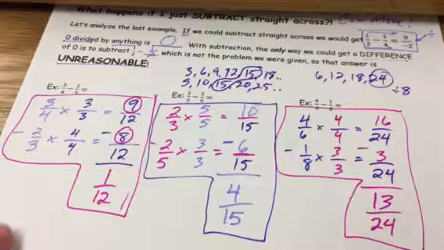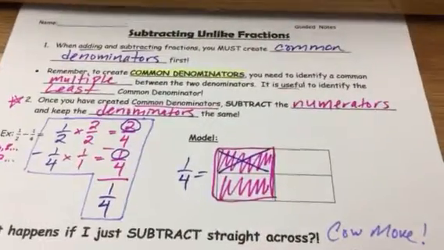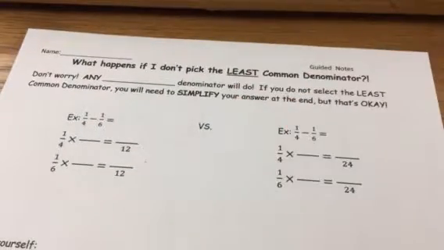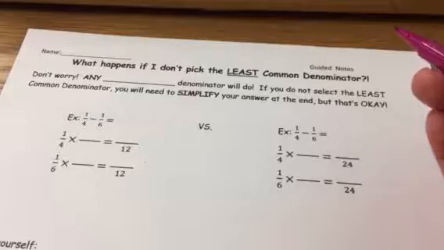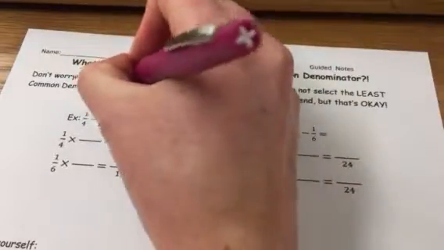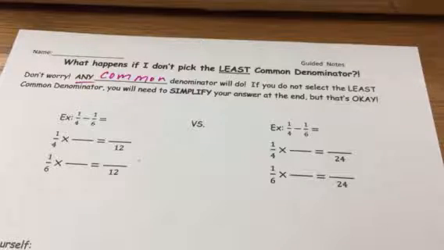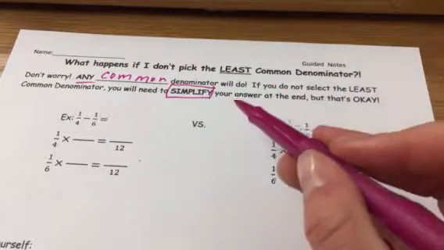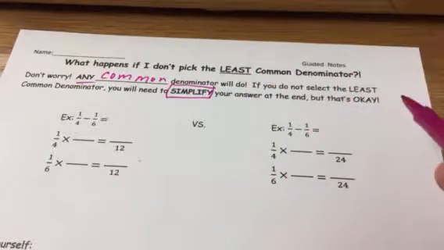Okay, let's take a look at an example where, and let's see what happens if we don't pick the least common denominator. So what if I don't have the least common? Again, just like with addition, have no fear. You're still going to get the right answer because any common denominator in the whole wide world will do. It'll work. The only thing is it's going to cause you one more step, and that last step is you're going to have to simplify your final answer, but that's A-okay.